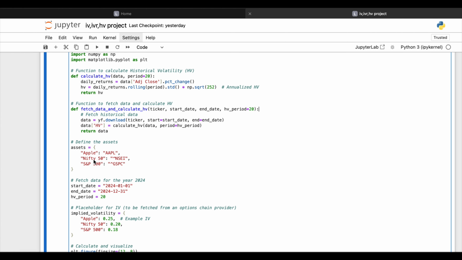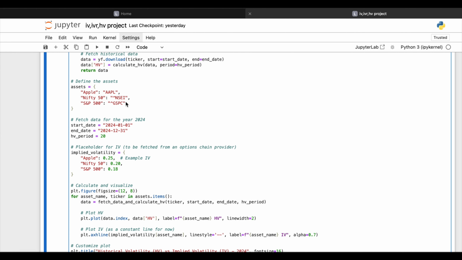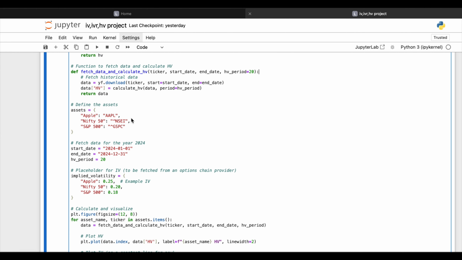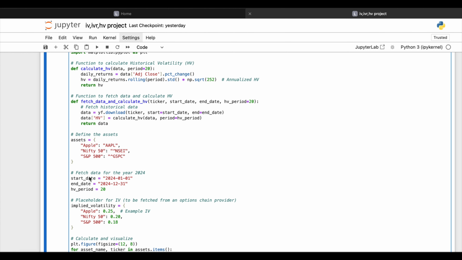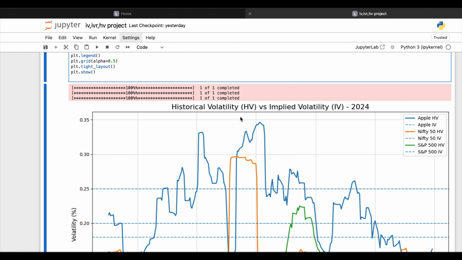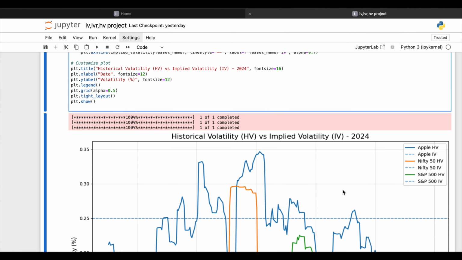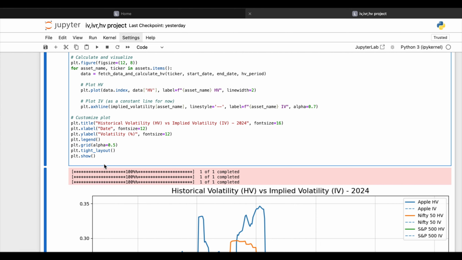Bitcoin, here Apple. Bitcoin, after that I will show you. Now here I am going to take Apple, S&P 500 and Nifty 50. Correct. So see the historical HV and IV. I got this one. Correct. I run it, one second.